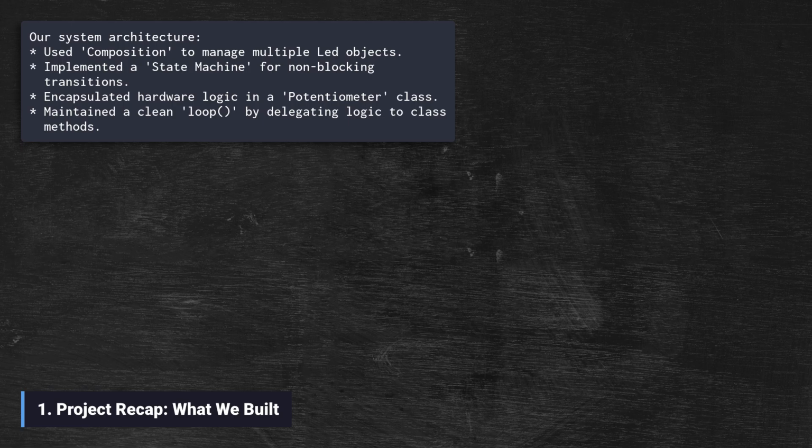By organizing our code into classes, we moved away from spaghetti code. Our main loop is now just a few lines long because the traffic light and potentiometer objects handle their own complexity. This is the hallmark of a professional embedded developer.